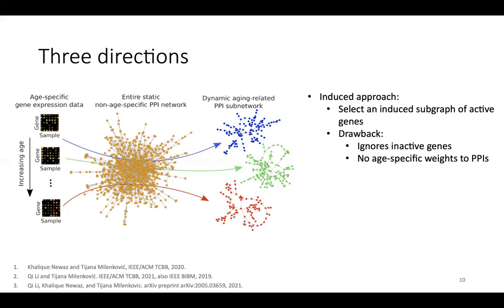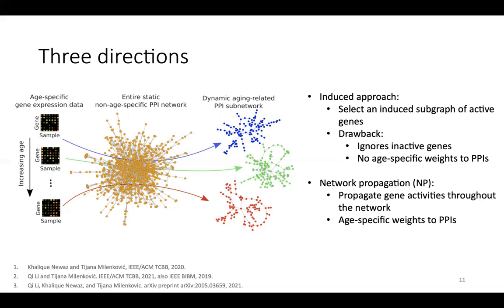In this context, there is a concept of network propagation, which can help. Network propagation first propagates gene activities to the entire PPI network and assigns age-specific weights to the PPIs. In this way, NP, or network propagation, is able to include inactive genes, for example, when the inactive gene is connected by many active genes. And also, NP gives age-specific weights to the PPIs.